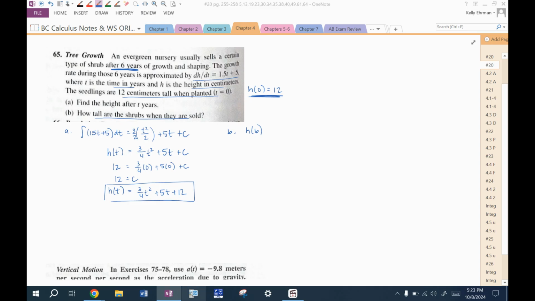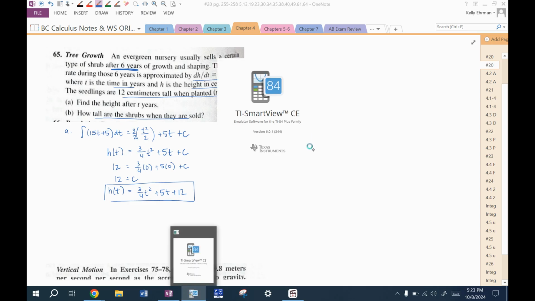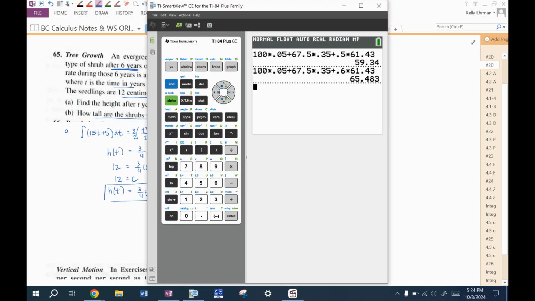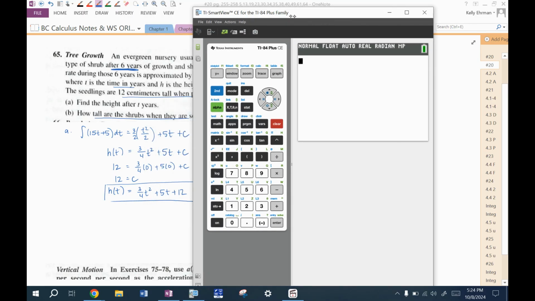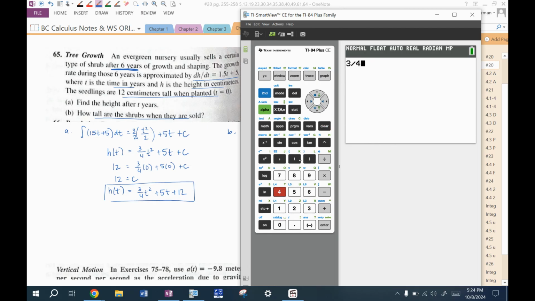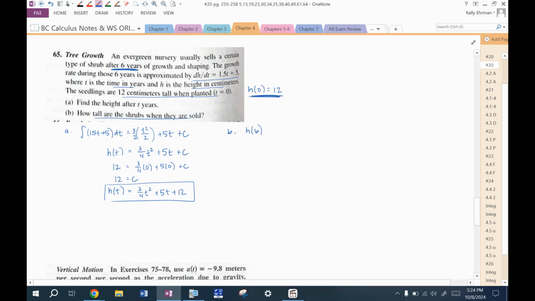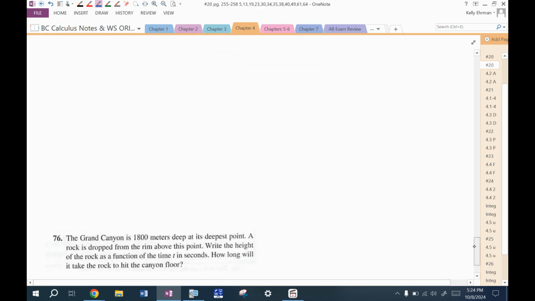Now H of 6 I can calculate. Got to open my little calculator here. See what it comes out to. Okay, so when I plug in 6, that's 3/4 times 36 plus 30 plus 12. I could probably do this without a calculator, but whatever. So I got 69. So that's 69 centimeters for the height. So that's after 6 years.